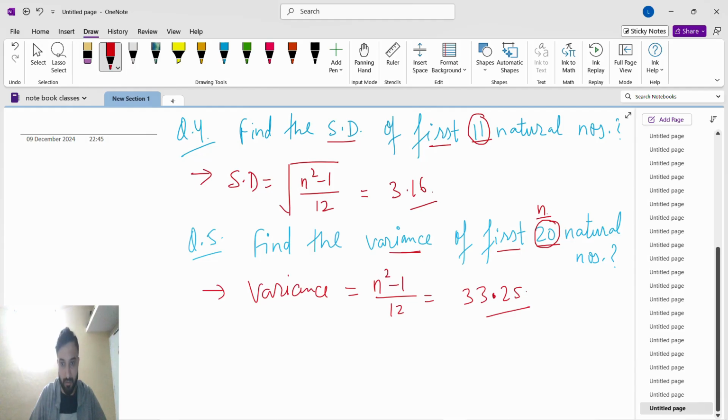33.25 is the correct answer. Okay. Next, question number 6. Question number 6 is, what is the quartile deviation?